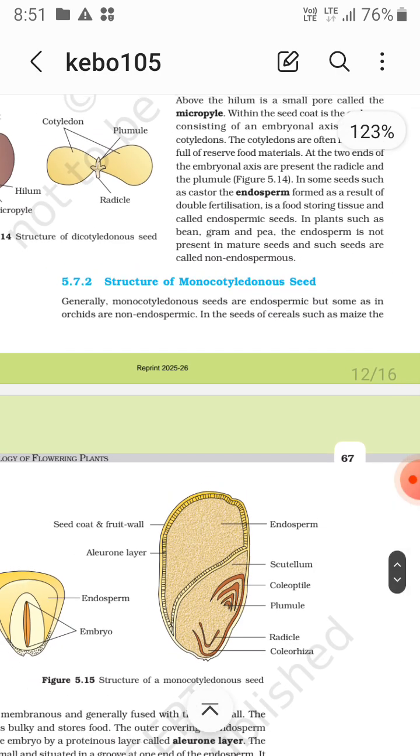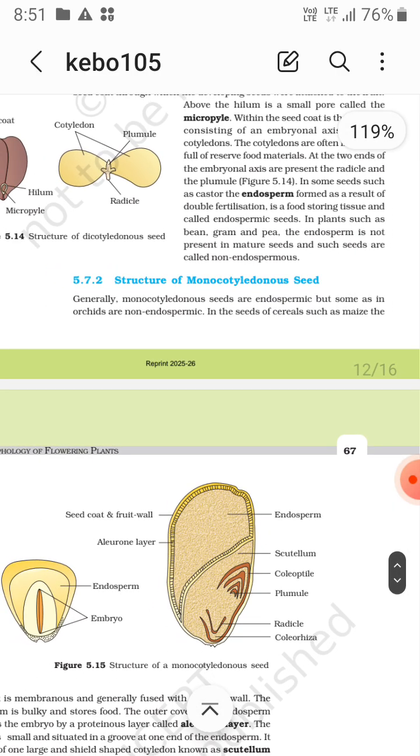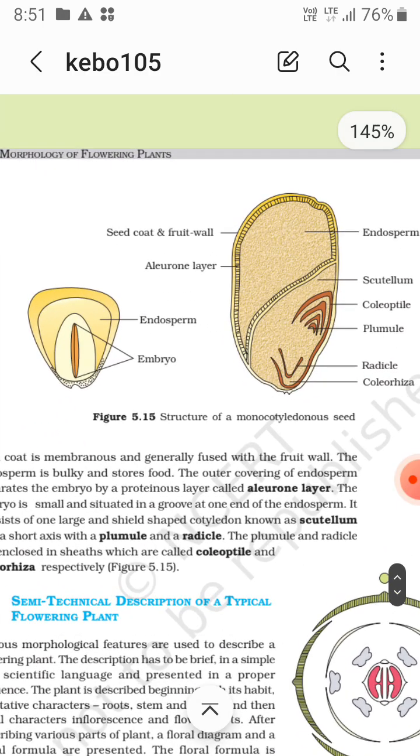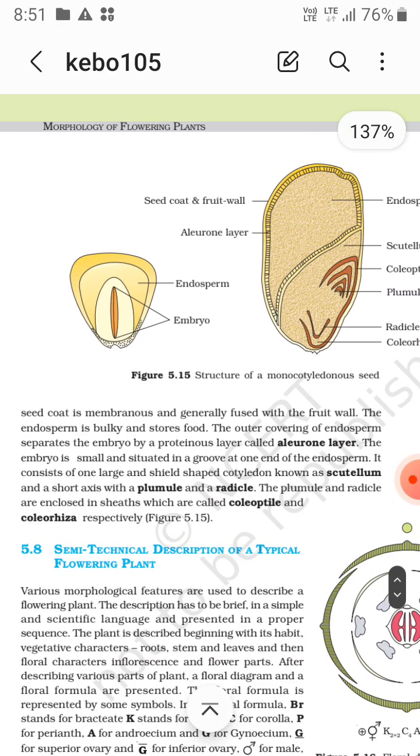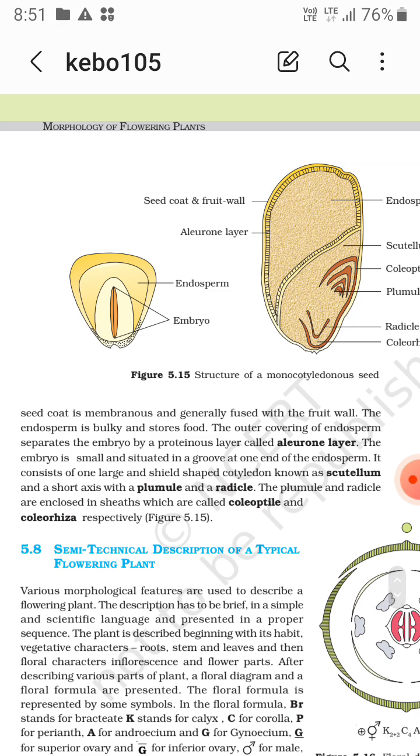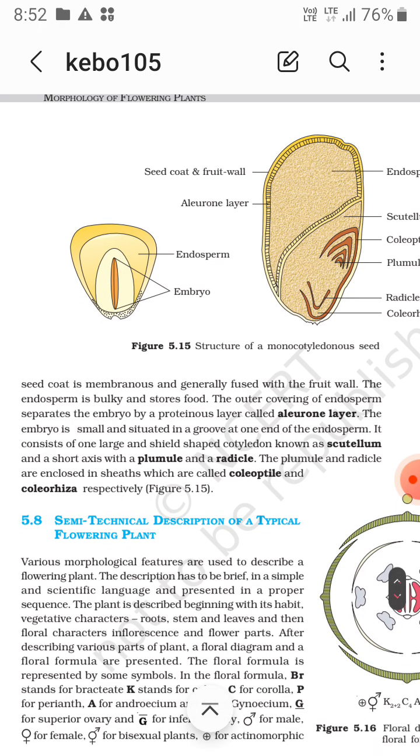In seeds of cereals such as maize, the seed coat is membranous and is generally fused with the fruit wall. The endosperm is bulky and stores food. What are the characteristics of endosperm? It is bulky and it is a food storing tissue. The outer covering of endosperm separates the embryo by a proteinaceous layer called the aleurone layer. The embryo is small and situated in a groove at one end of the endosperm.